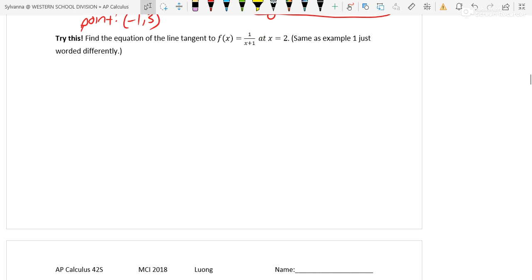So I'm just going to write the answer here, but you can do this on your own and see if you get the right answer. So this is your equation at the end. y minus 1/3 is equal to -1/9 times x minus 2.